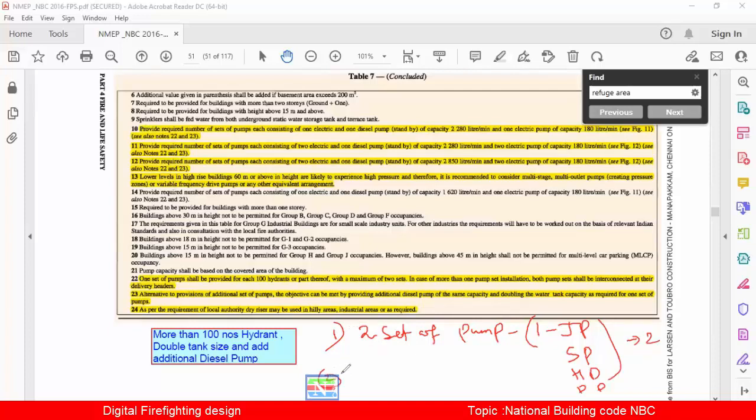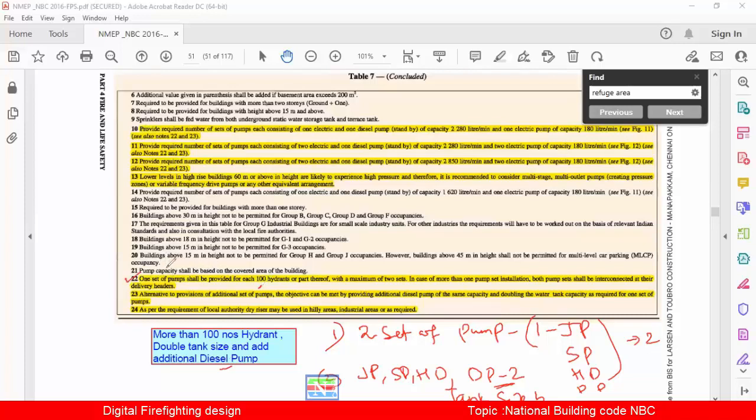The second option is all the pumps will be the same. Jockey pump, sprinkler, hydrant will be the same, but the diesel pump will be two numbers. Tank size will be double. These are the two things you can see: double the tank size and add an additional diesel pump. Electrical pump, we can keep diesel pump spare? Yes, it is as per norms.